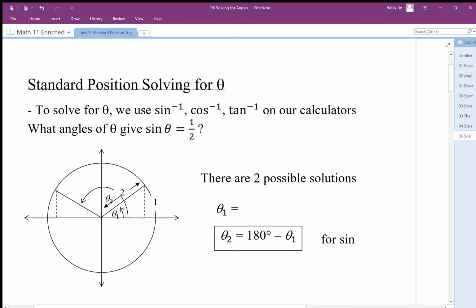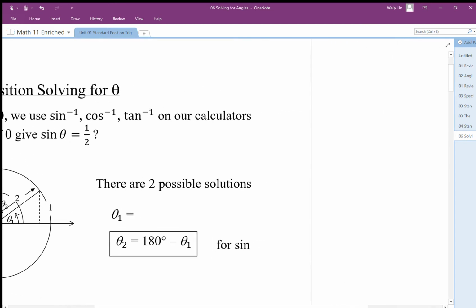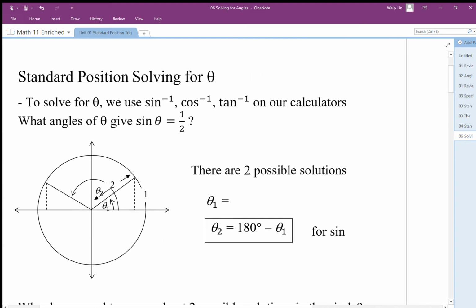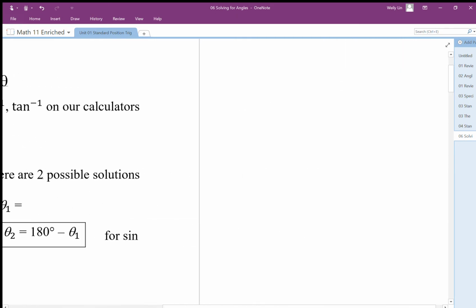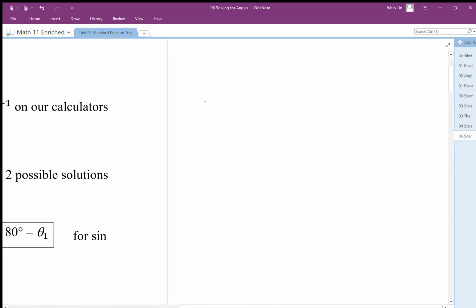So if you recall, when we're solving for the angles, we use our arc sine, arc cos, and arc tan on our calculators to do this. So there's this issue of we have our angle, we input into our sine, cos, tan, and the output is going to be our ratio. Okay? So this is a ratio.